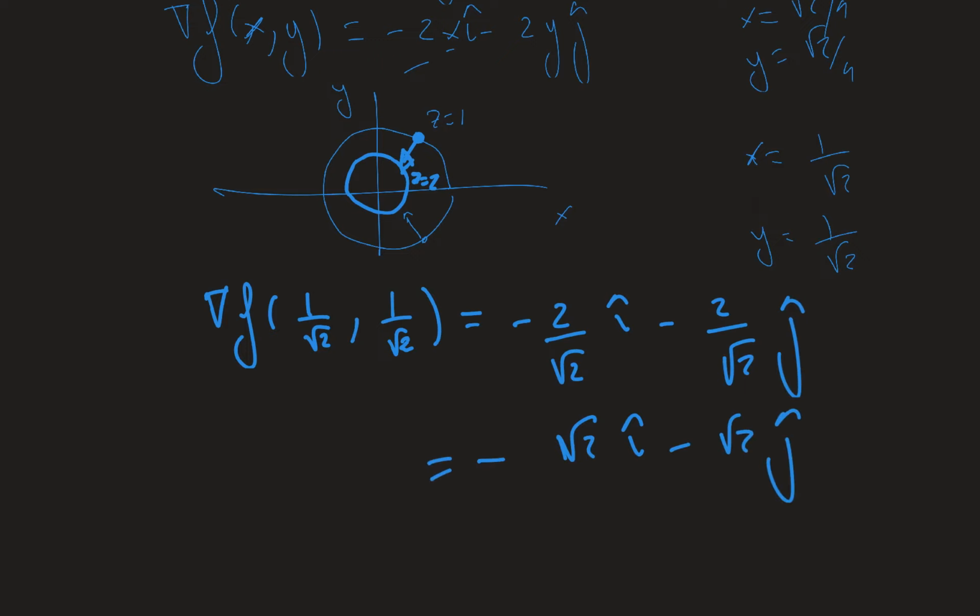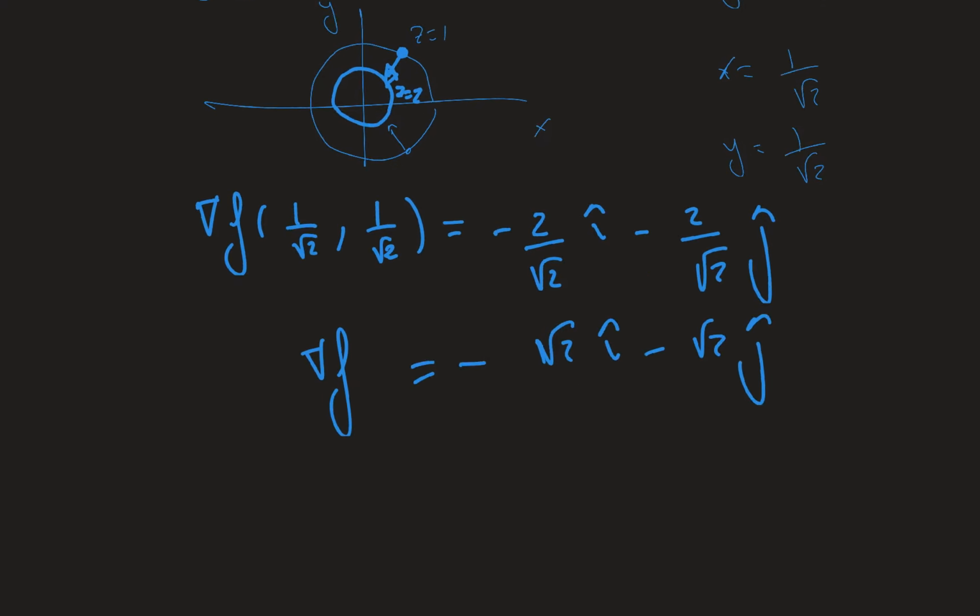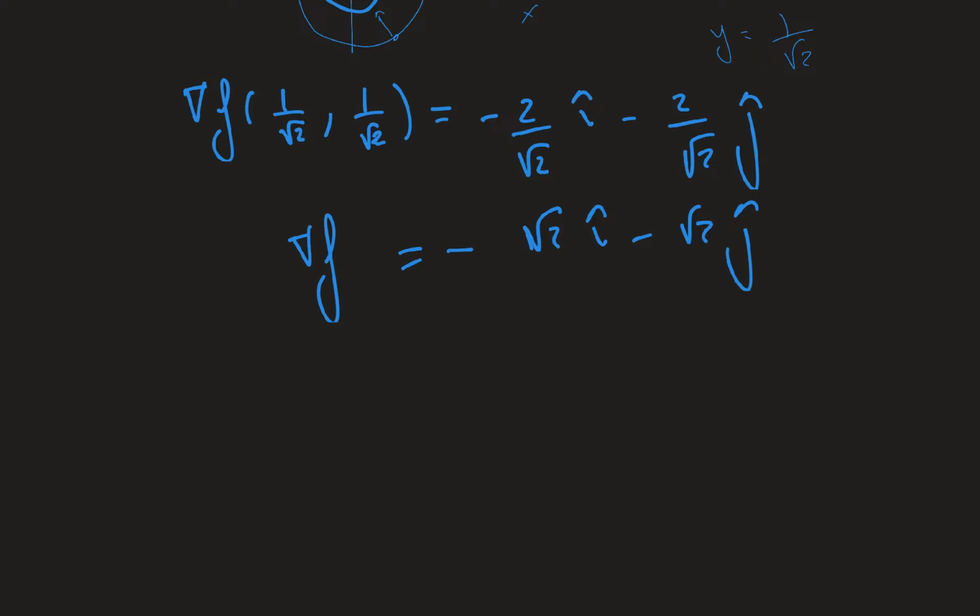So this is the gradient, and the gradient of the function f points in the direction perpendicular to the level curve. And this is not the vector that we need to use to find the tangent plane. Okay, what is the vector that we need to use?